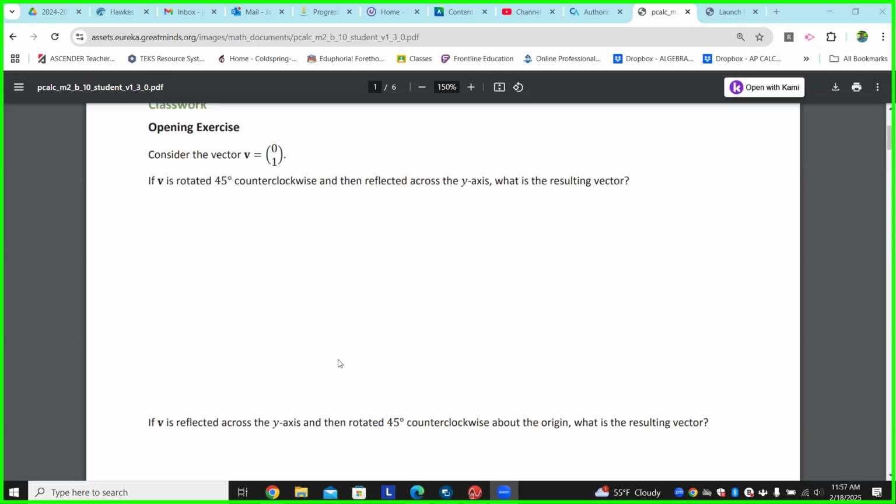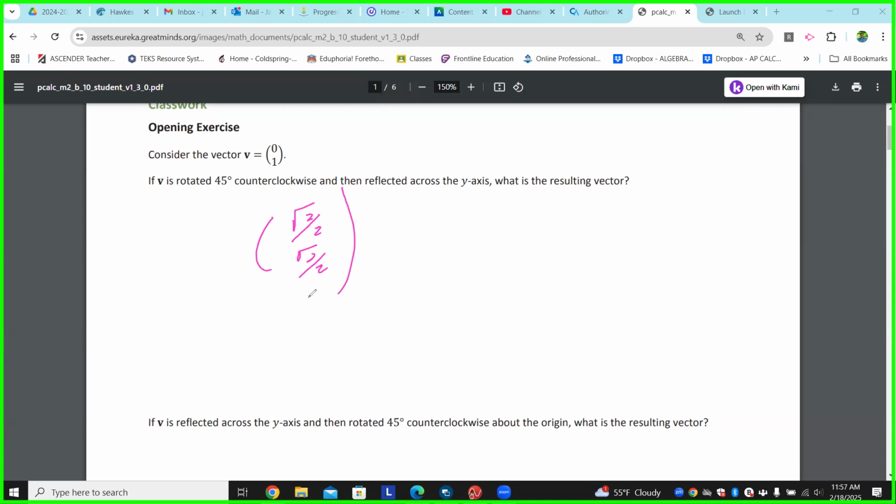So we started at 0, 1 because that's what it told us. 45 degrees counterclockwise was at 135 degrees. And then it says reflect that across the y-axis, which was at 45 degrees. So then that coordinate would be my vector. So that would be square root of 2 over 2, square root of 2 over 2. Questions? Go ahead. I didn't divide.